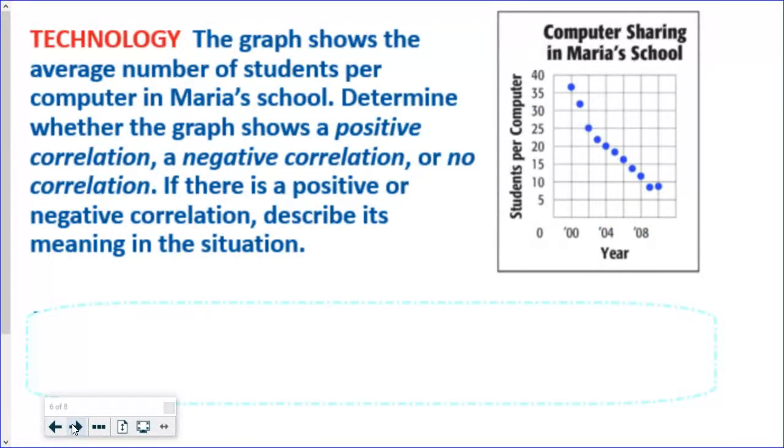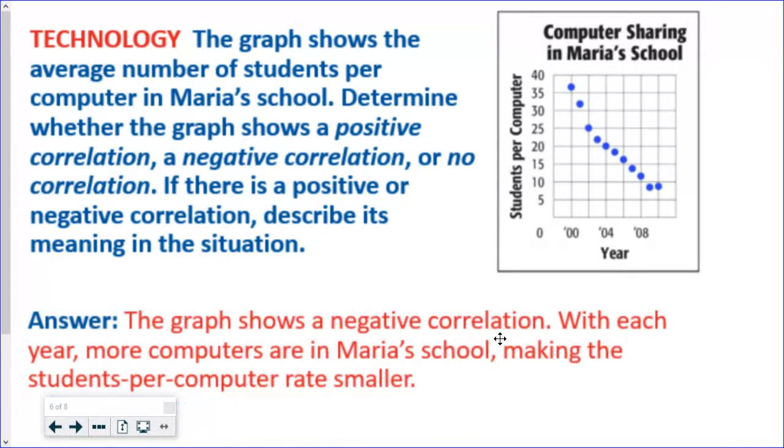Okay, it says the graph shows the average number of students per computer in Maria's school. Determine whether the graph shows a positive correlation, a negative correlation, or no correlation. If there is a positive or a negative correlation, describe its meaning. So is it going up, down, or all over the place? Well, does it make sense that it is a negative correlation, that as the years go on, more computers are in Maria's school, making the student per computer ratio smaller?